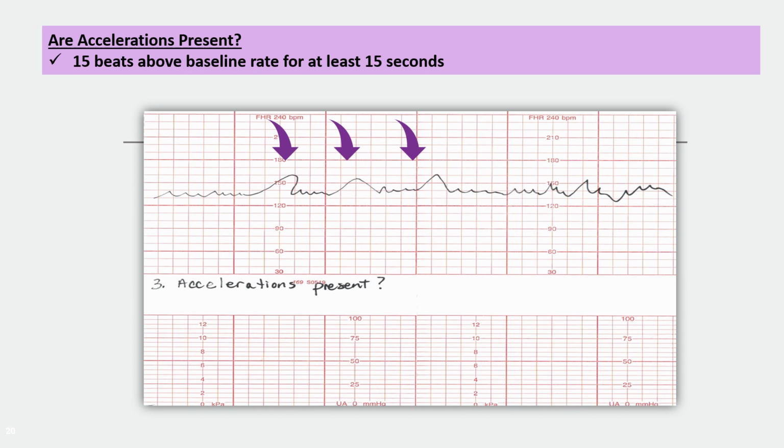Now, if the patient is under 32 weeks, if they have 10 by 10s, those are acceptable, just because of neurologic maturity of the fetus. So once they're over 32 weeks, you should expect to see 15 by 15s.